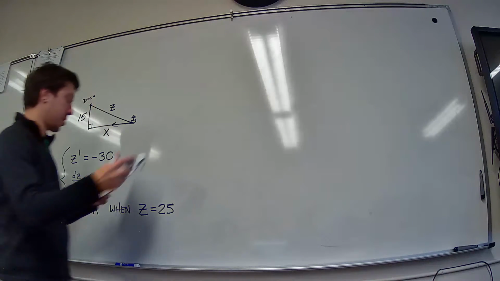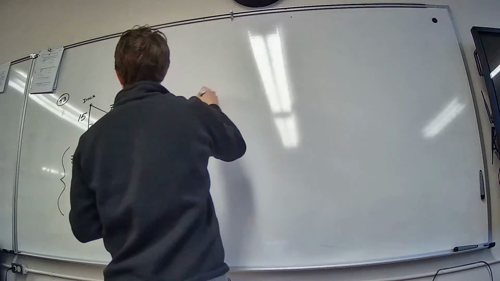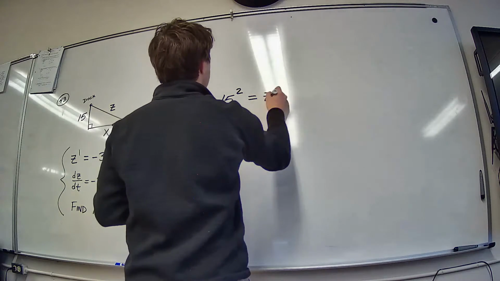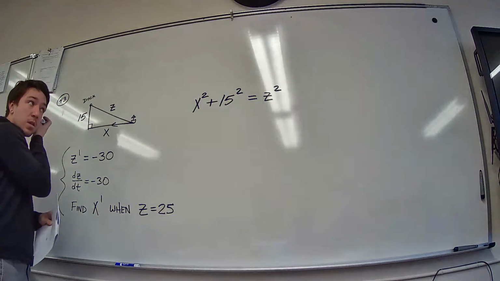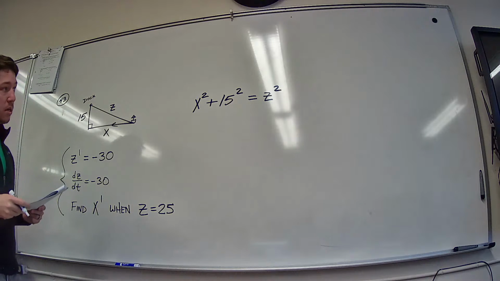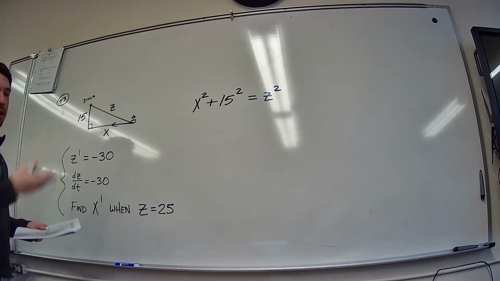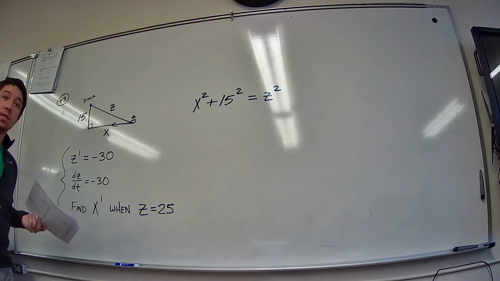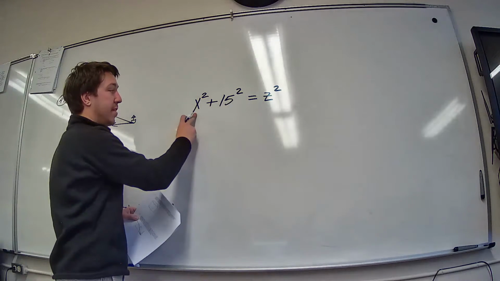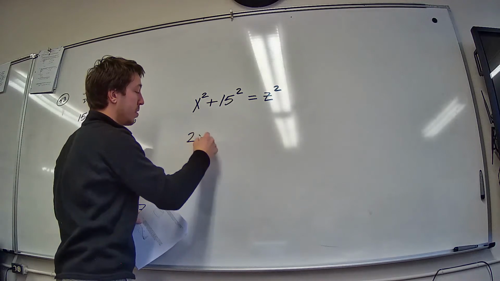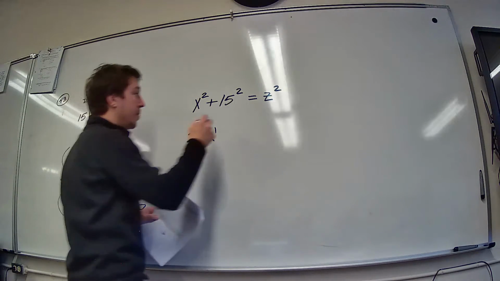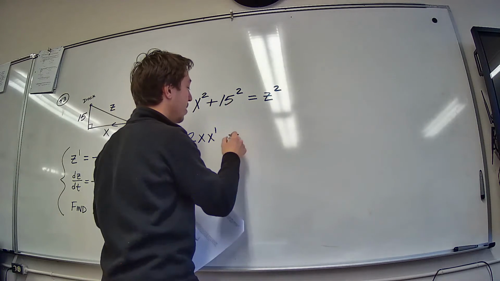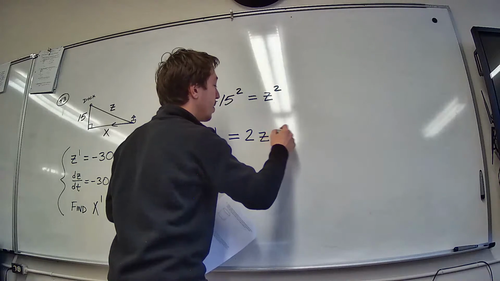Yes. Okay, so first, what's the relationship between our quantities? X squared plus 15 squared equals z squared. Okay, so I don't need to rearrange that or anything, right? I can just take the derivative as it is. That's sort of the beauty of implicit differentiation. So, the derivative of x squared would be 2xx prime. The derivative of 15 squared would be 0, constant. The derivative of z squared is 2zz prime.